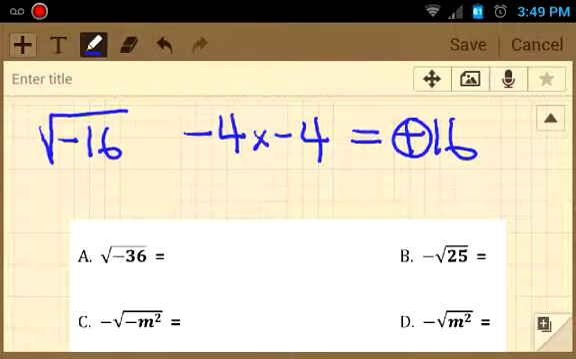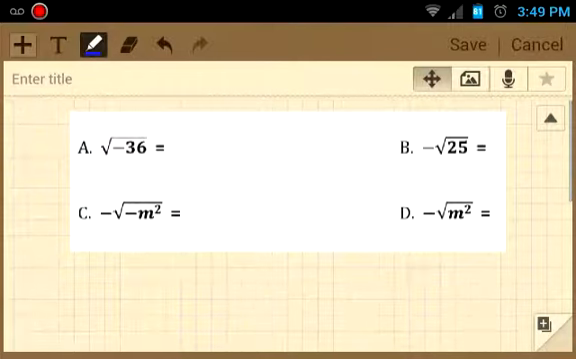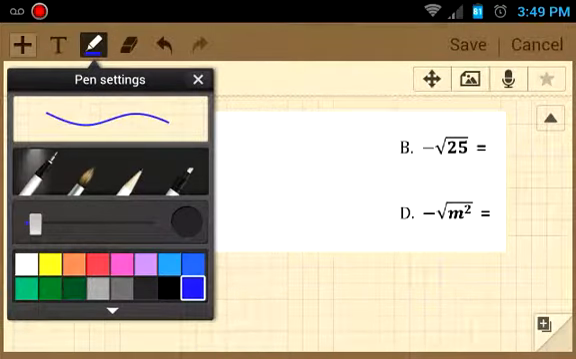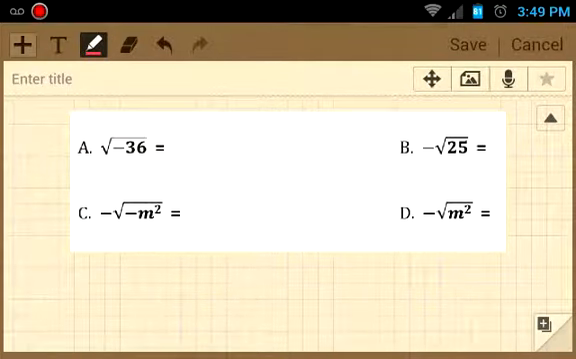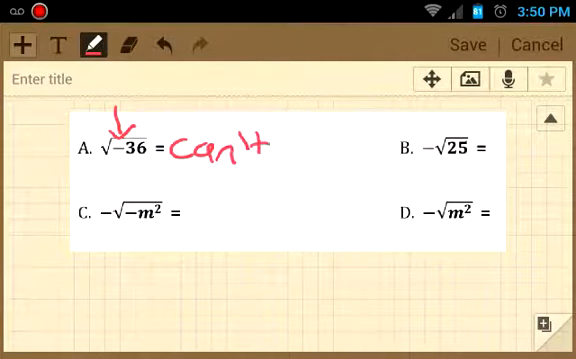So if you look at these ones below, I changed colors to red, you can't do this because the negative sign is inside of the square root. You can't do the square root of negative 36, so you just write can't do. Here, there's a negative sign inside of the square root. You can't do.